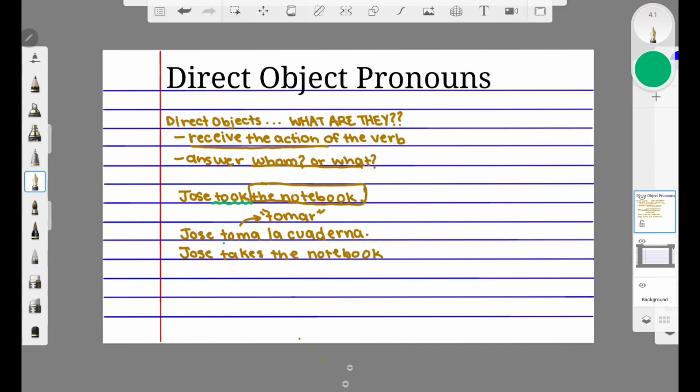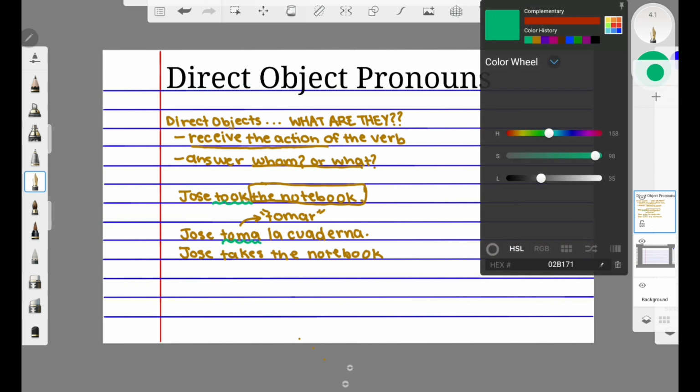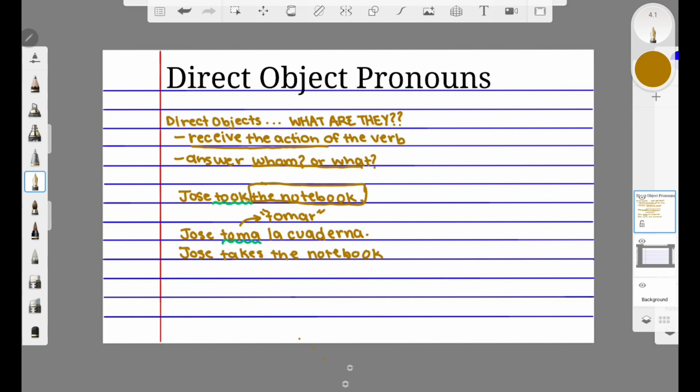So the same thing we're going to do. The first thing is to identify the verb toma, which comes from the verb tomar, and now we have to say Jose toma, what did he take? So in the same way, he took la cuaderna, the notebook. So in this case, the direct object is la cuaderna. Let's do a couple more examples and have you practice direct objects before we get into direct object pronouns.